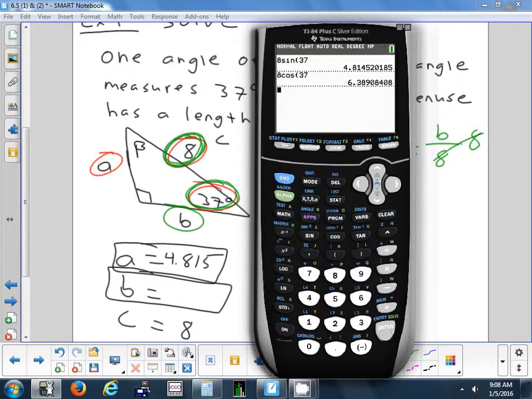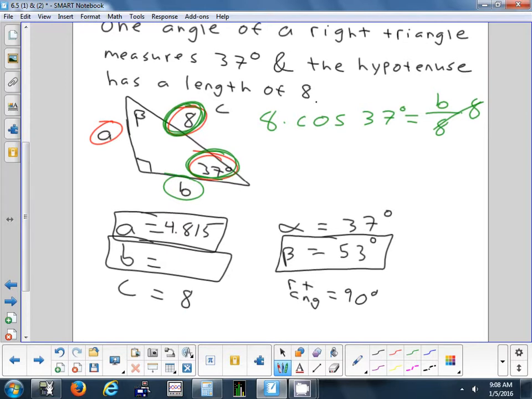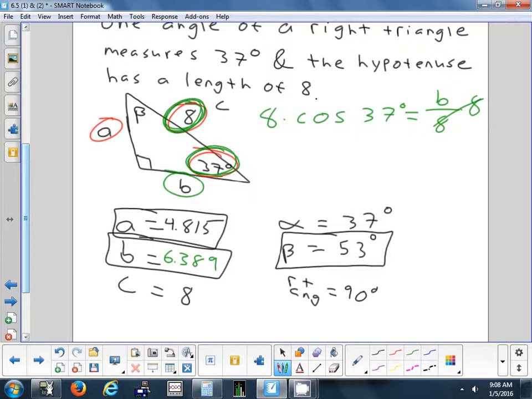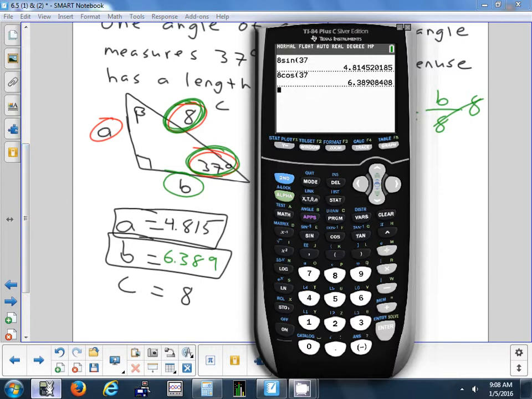If you're in degrees, it should stay in degrees. You don't have to go back and change it again. And we get 6.389. Okay, now, if you were doing this on the test and you had extra time, you could check it with the Pythagorean theorem. Okay, you could try a squared plus b squared and see if it equals c squared. So we could just check it, see if we did it right. What's c squared? 64. So let's check a squared plus b squared. Okay, it's probably going to come out to like 63.99 or something like that because we rounded.